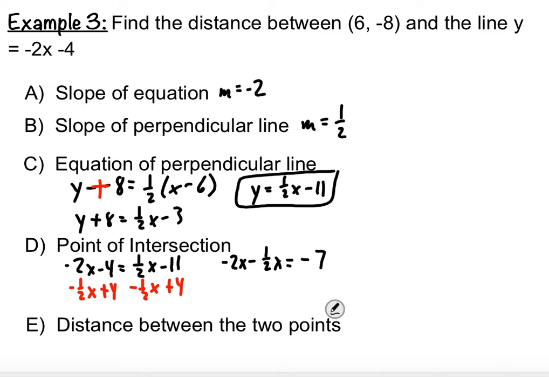So I'm going to combine my x terms. I'm going to get a common denominator, which is going to be 2. So I get -4/2 x minus 1/2 x gives me -5/2 x. You can either divide both sides by -5/2, or multiply by the reciprocal of -5/2, which would be -2/5. Multiply my numerators, multiply my denominators, and I'm going to get x equals 14/5.